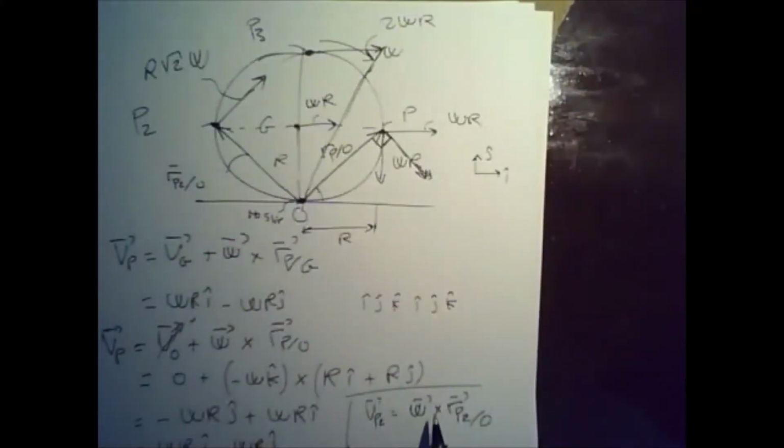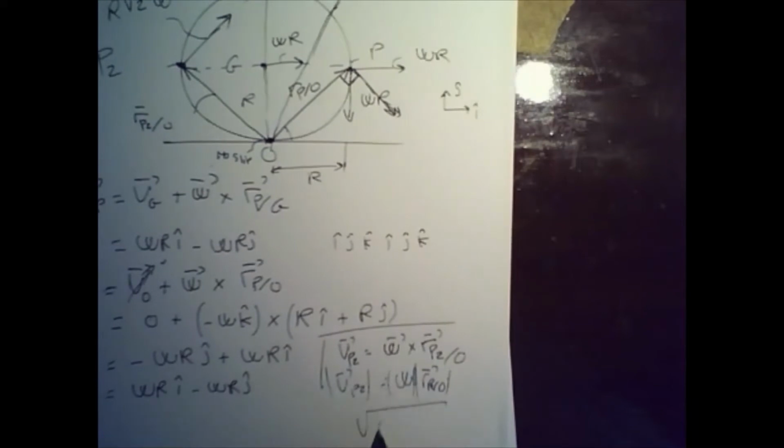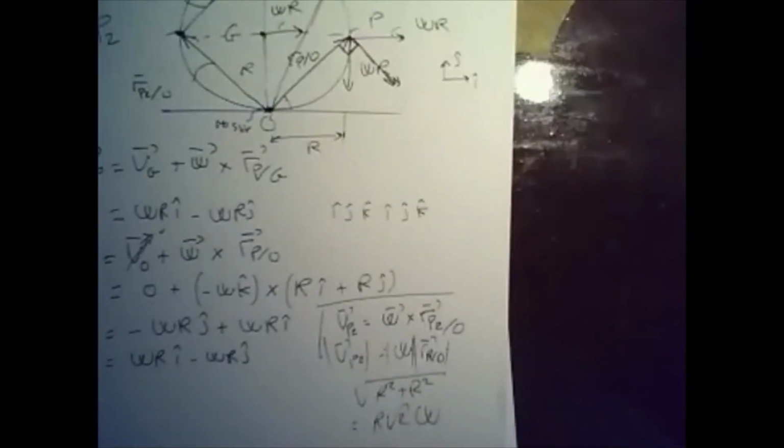So here, when you are finding the magnitude of this VP2, it's going to be omega times RP2 with respect to O times the sine of the angle between them. The sine of the angle between them is 90 degrees, so it's basically 1. So omega times the length of this vector. What is the length of RP2 with respect to O? It's going to be the square root of R squared plus R squared, which is R square root of 2, and then multiplied by omega. Okay, this is very good.